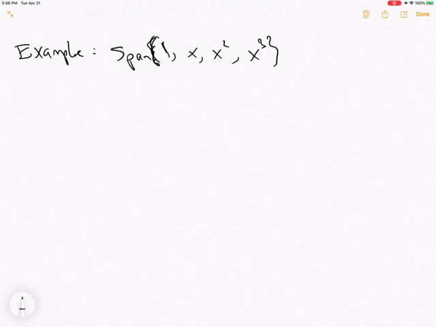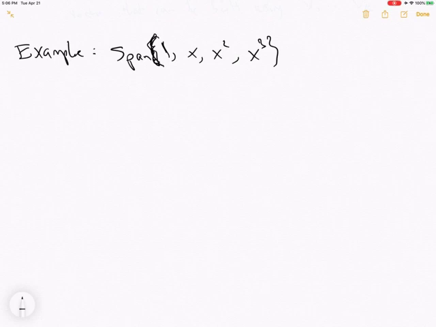Alright, so let's do some examples. So if we consider the span of 1, x. This notation doesn't mean a vector, so maybe I should use brackets to denote a set. This is the set {1, x, x cubed}. So what does this mean?